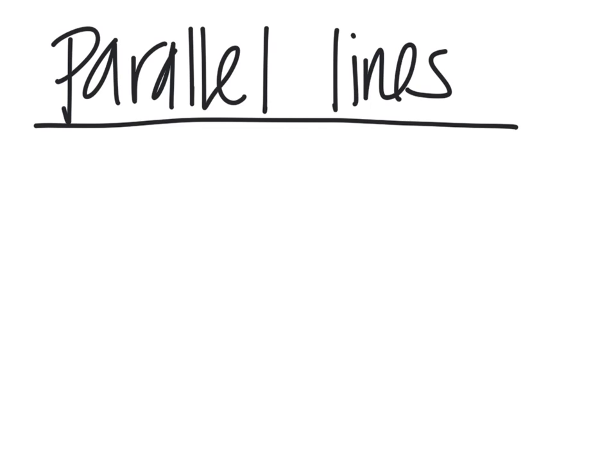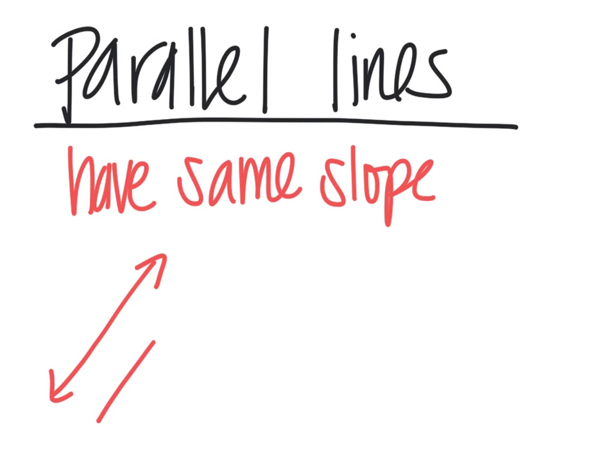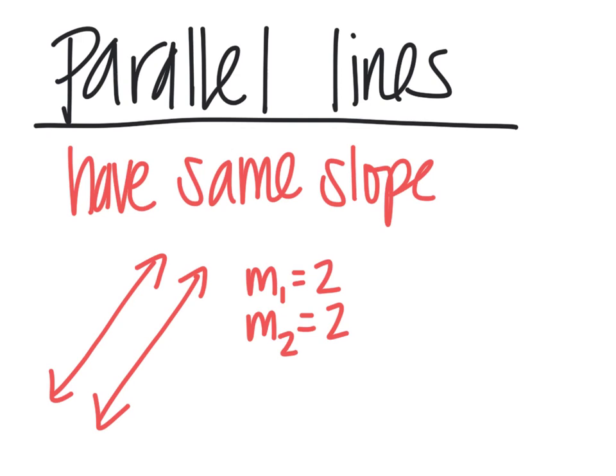So recall that two lines that are parallel are parallel because they have the same slope. Graphically, when you look at them, they're going to look like this. There'll be two lines that never intersect. So an example of parallel lines would be slopes of both 2. So if the slope of line 1 was 2 and the slope of line 2 was 2, then they're parallel.